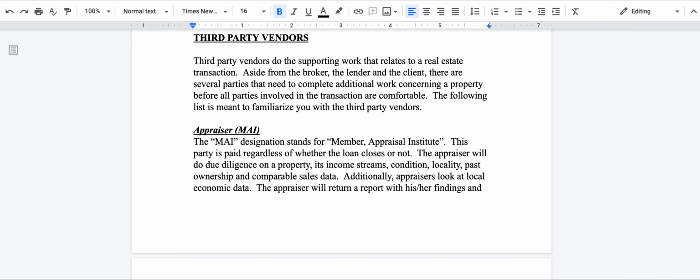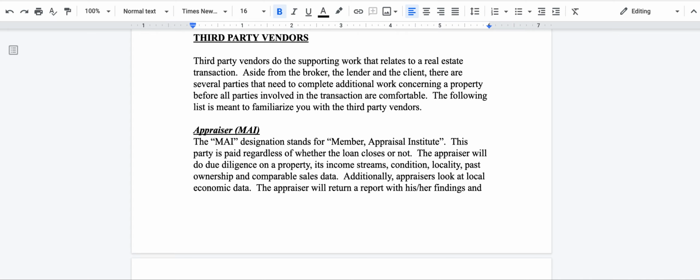For Integrity Capital's third-party vendors, and specifically we're going to talk about appraisers. Whenever you're involved in a transaction going through the process with us, and it's to the point where you're going to be converting to what we call the qualified lead or phase two, you're going to be dealing with the lender, and the lender is going to be dealing with all these what we call third-party vendors. Third-party vendors are there to support the work as it relates to real estate.